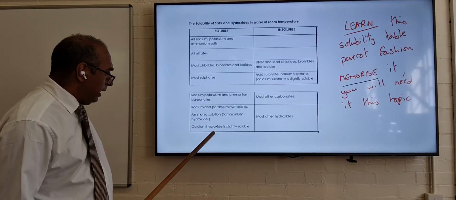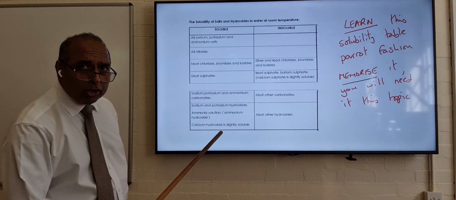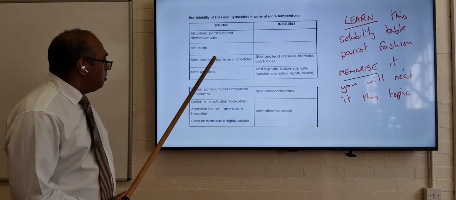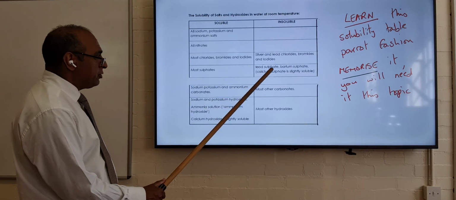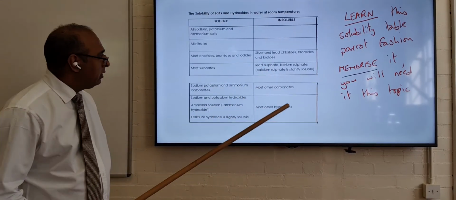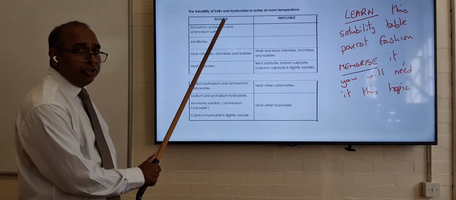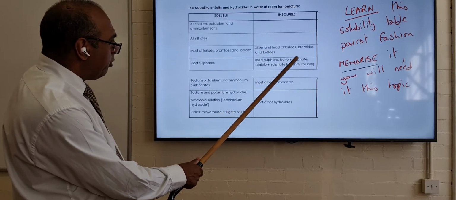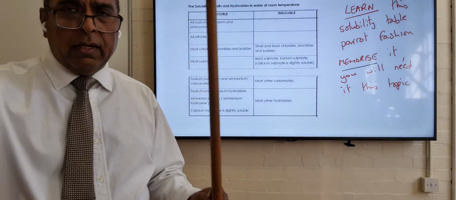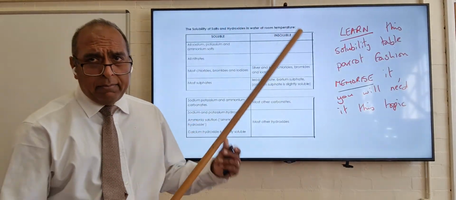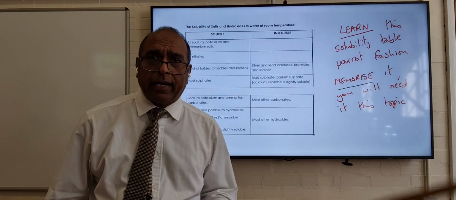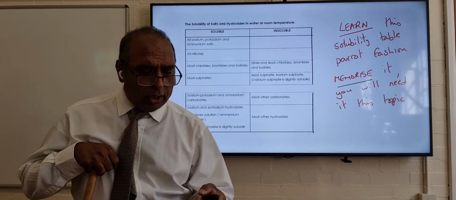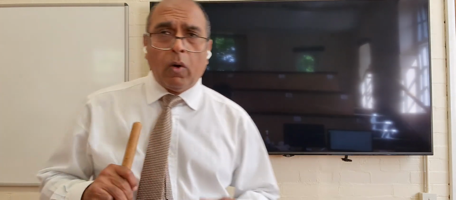The reason you need to know calcium hydroxide is slightly soluble is that it is lime water. Calcium hydroxide dissolved in water, a little bit dissolves, that's lime water. Most sulfates dissolve except lead sulfate and barium sulfate, they don't dissolve. Most chlorides, bromides and iodides are soluble except silver and lead chlorides, bromides and iodides, they don't dissolve. This solubility table will be invaluable in this topic. You cannot do making salts without learning that table. So learn it parrot fashion. Okay, we'll stop there.